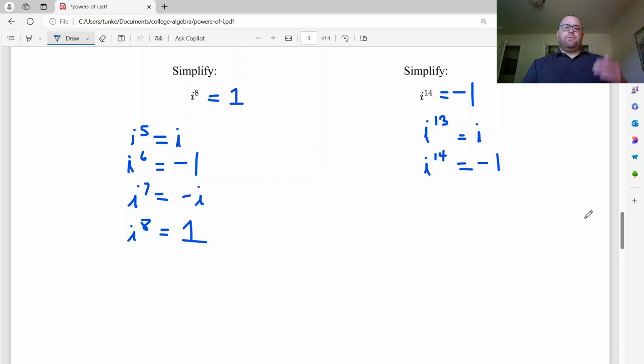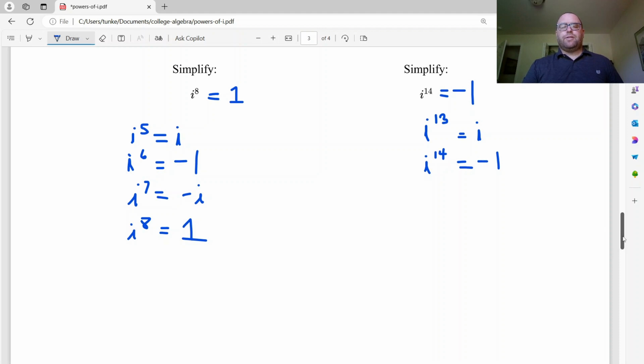Okay, so we've got to remember that cycle. It's by multiples of 4, right? That is when the cycle ends, and the cycle starts right after that multiple of 4. So let's keep going.